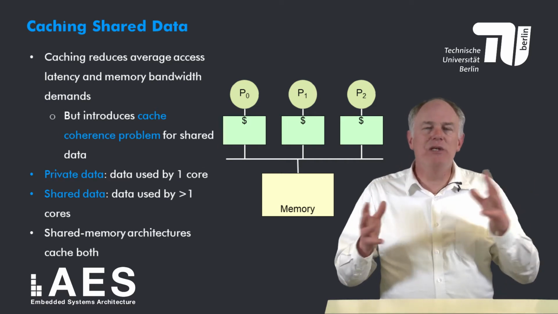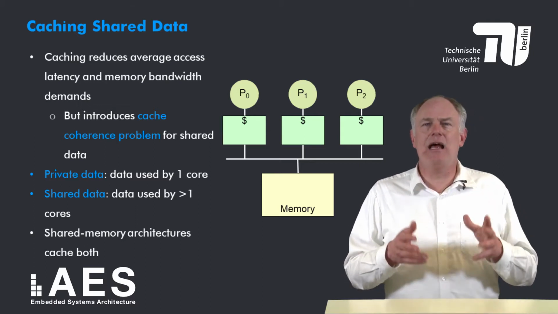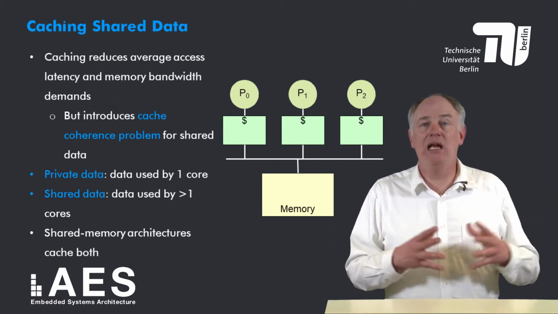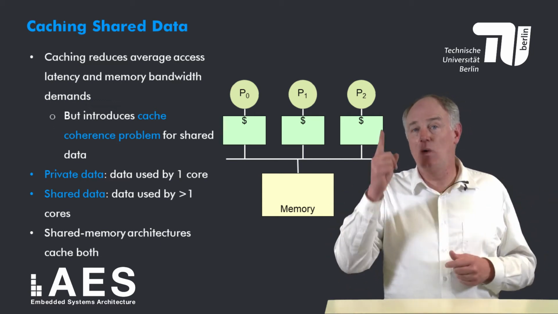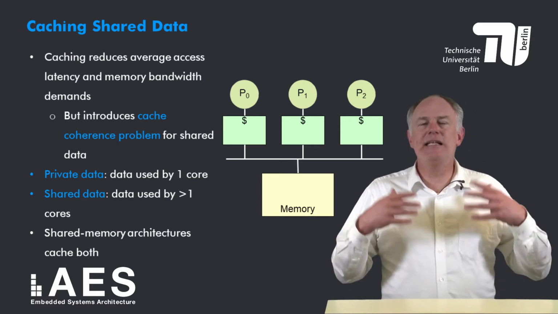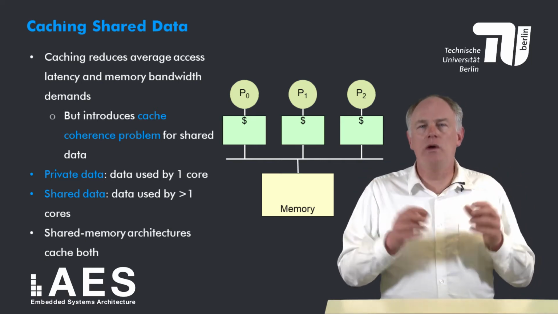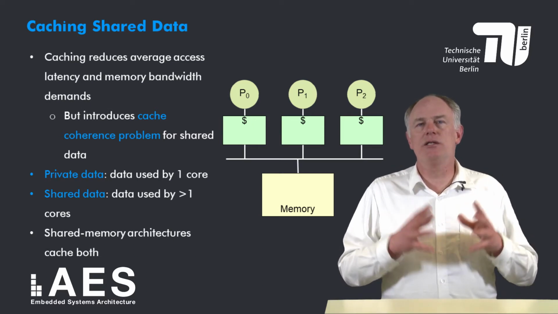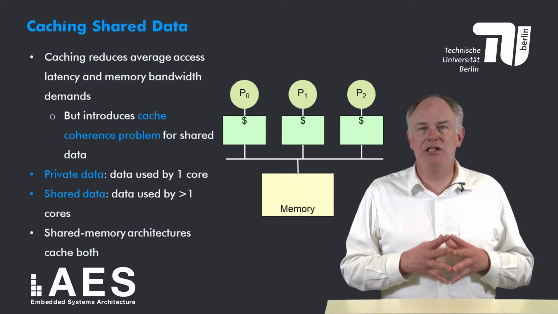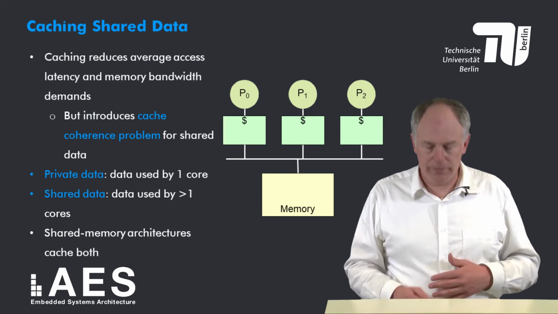Note that we distinguish between private data and shared data. Private data is data used by a single core. In this case, there is or should be no cache coherence problem, since there is only a single copy of the data. Shared data, on the other hand, is data used by multiple cores. All cores want to have their own copy of this data, and this causes the cache coherence problem. In general, shared memory architectures cache both shared and private data and do not distinguish between the two.